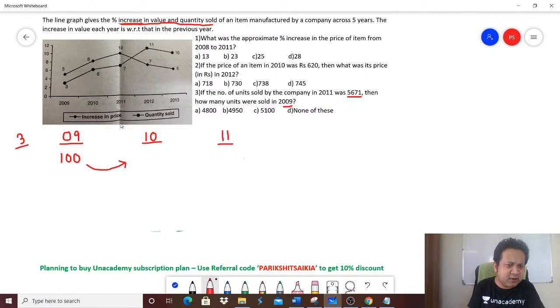So 2010, what has happened? This time we are talking about quantity sold, so we are looking at the circles. So in 2010, there has been a 6% increase. So 6% of 100 is plus 6. So it will become 106. Right? Similarly, in 2011, what has happened? There has been a 7% increase.